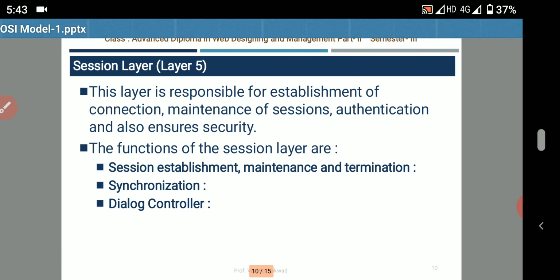Session layer, that is layer 5. This layer is responsible for establishment of connection, maintenance of sessions, authentication, and also ensures security.